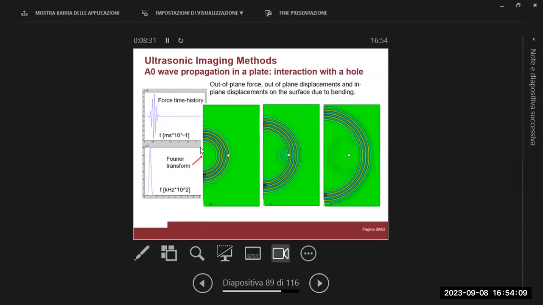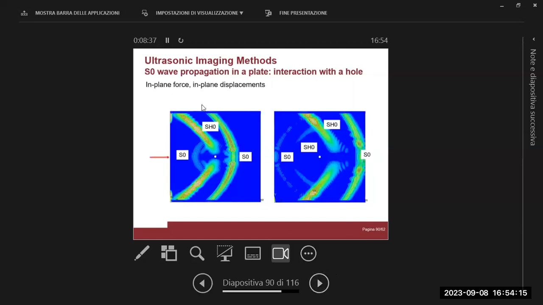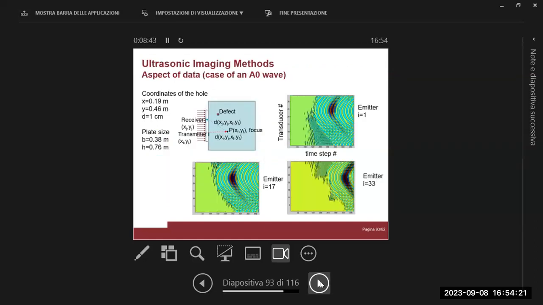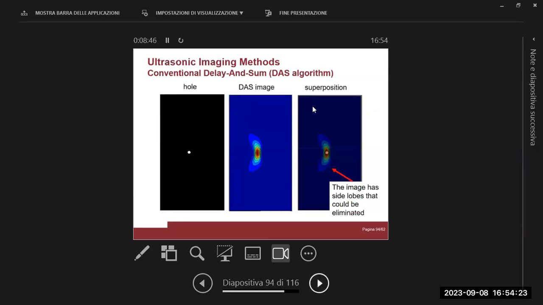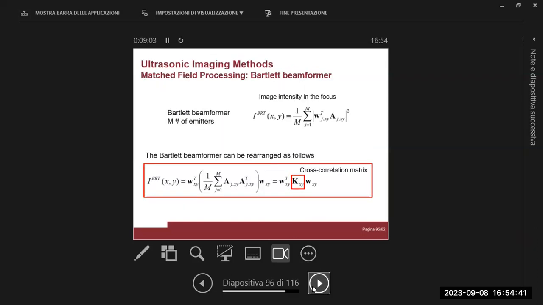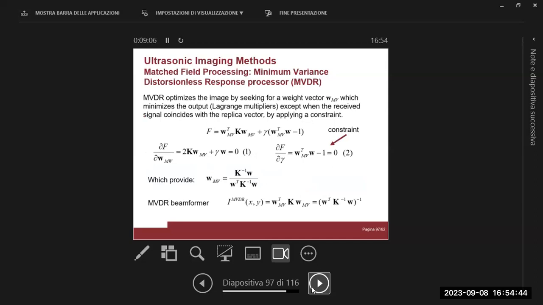You see, you launch a wave. This is reflected by the defect. You pick up the list of the time histories, and this is what comes up. This is the hole. This is the image obtained with the delay and sum technique. Obviously, there are many problems like the presence of lobes and many other things, so some techniques were formulated to focus the image.